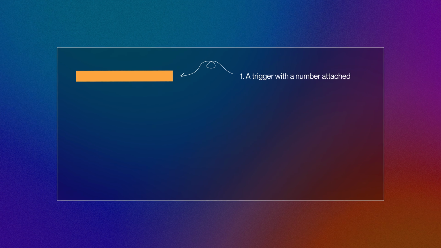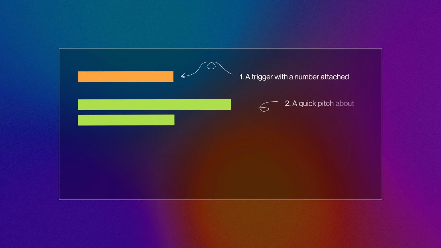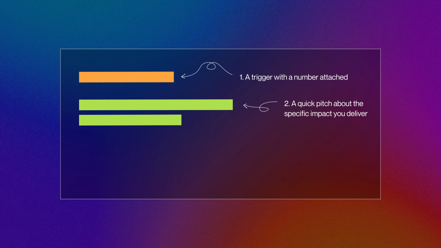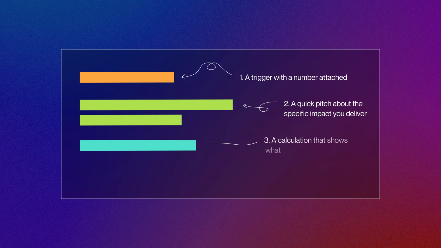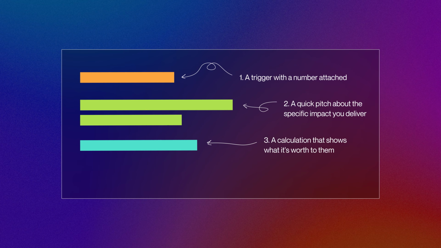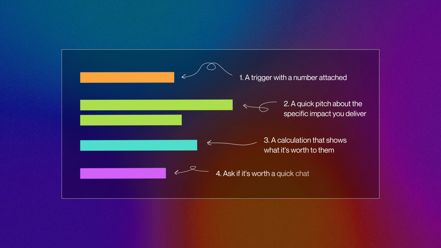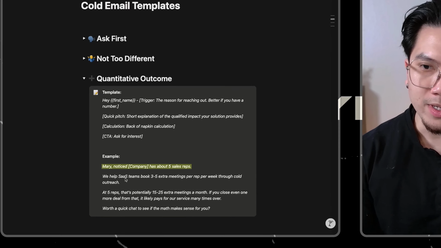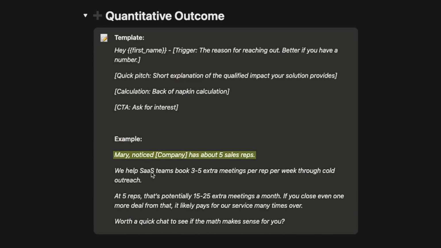Here's the structure. Line 1, a trigger with a number attached, if possible. Line 2, a quick pitch about the specific impact you deliver. Line 3, a calculation that shows what it's worth to them. Line 4, ask if it's worth a quick chat. Here's what it looks like in practice. Line 1, Mary, I noticed your company has about 5 sales reps.